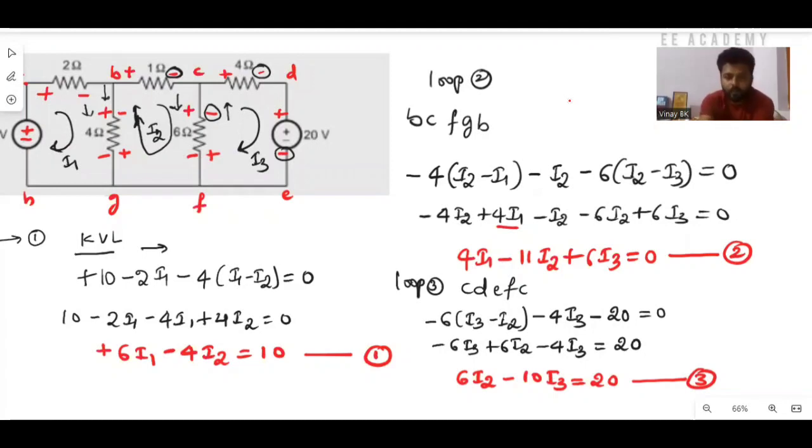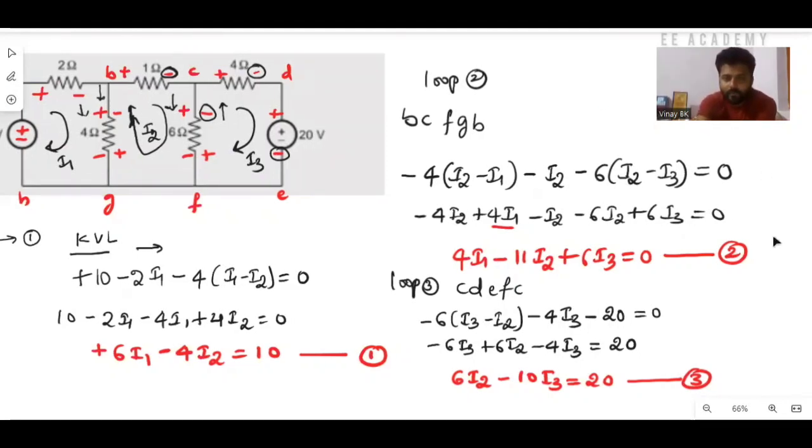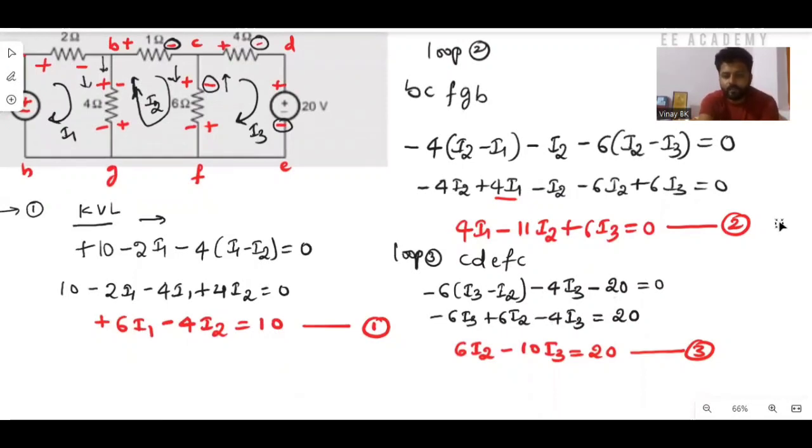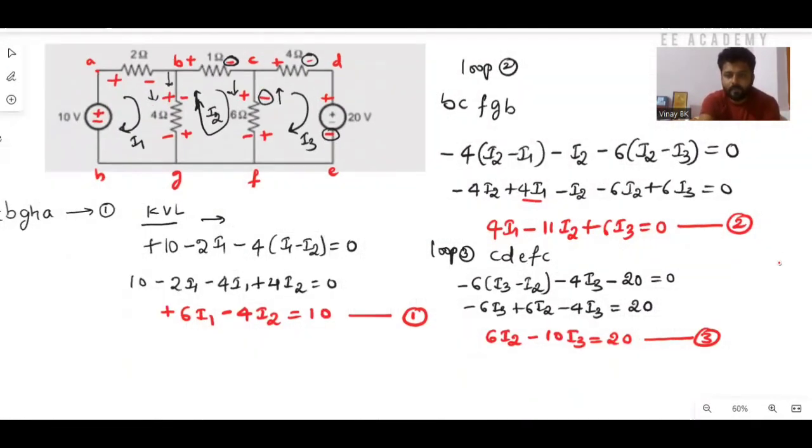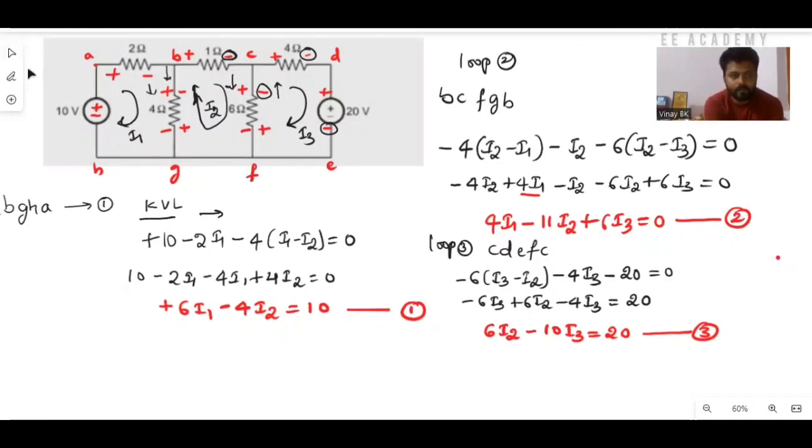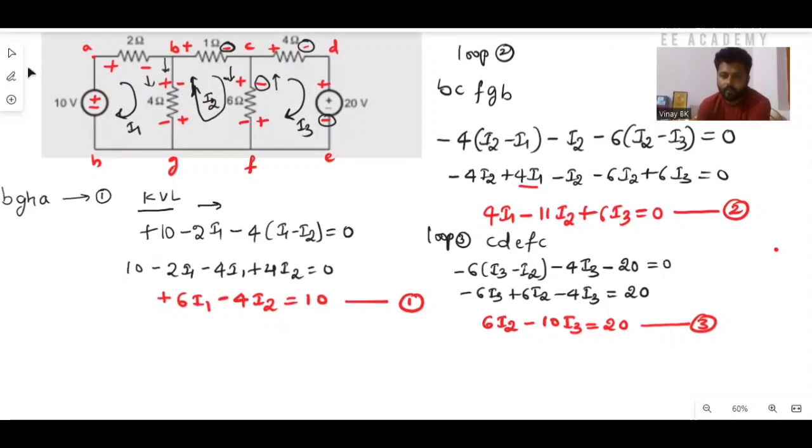Now solve equations 1, 2, 3 with the help of a calculator. Then we get the values of I1, I2, I3. That is nothing but your unknown currents. You can call them branch currents. Once after solving this, even I don't know the answer, I will solve it now. Let me check what answers we are getting.